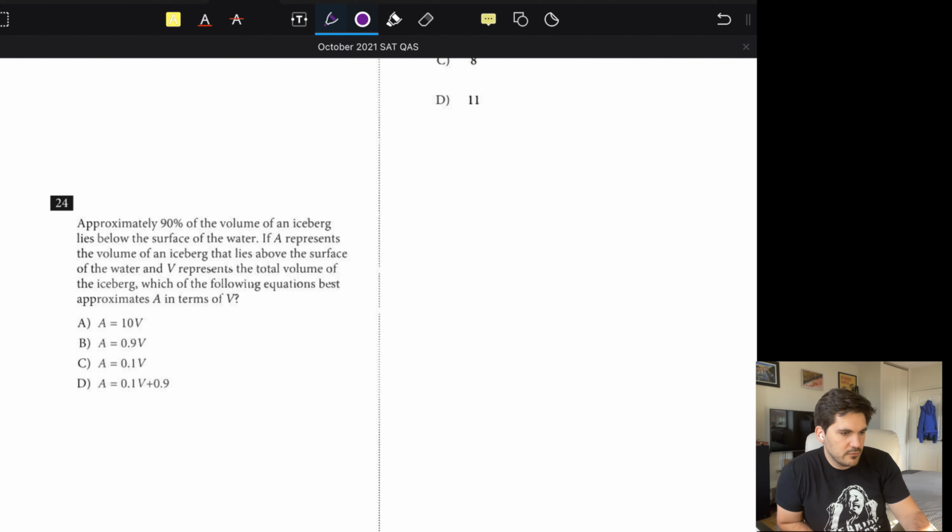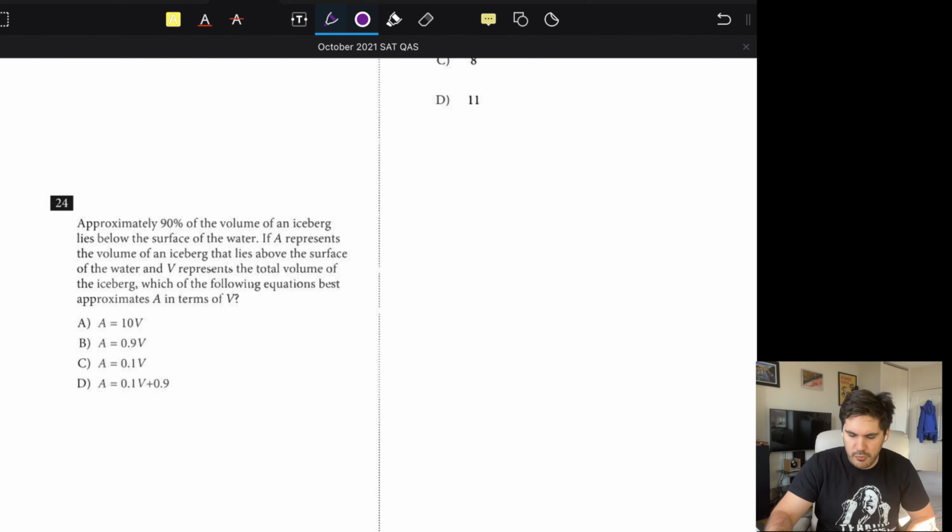Okay, well, 24, which of the following equations best approximates A in terms of V? So much is above. Well, only 10% of the whole thing is above if 90% is below, right? So that means A has to be 0.1V.